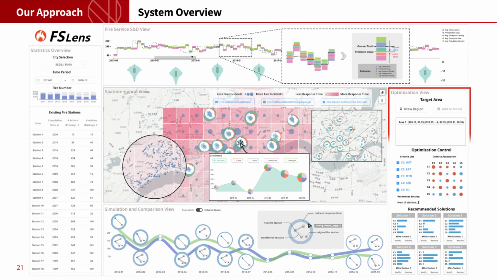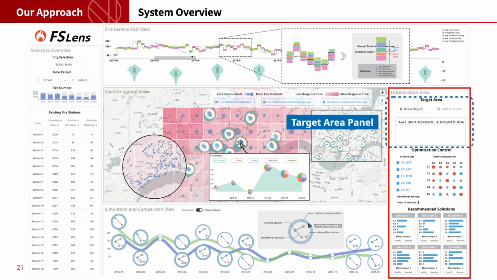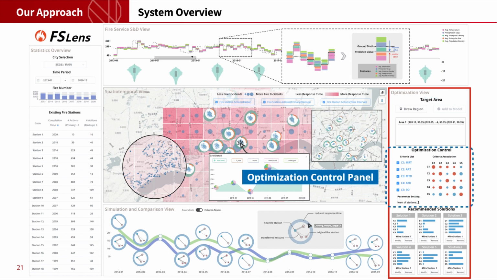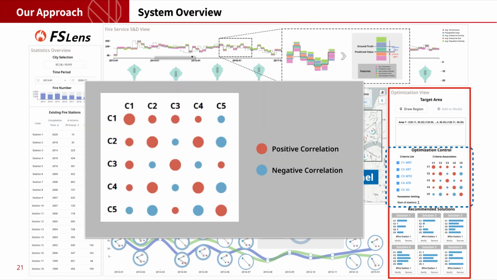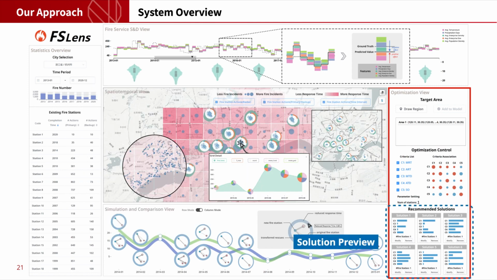Our system then provides a series of interactive functions that can help users generate multiple optimization solutions. The target area panel supports selecting a specific area on the map and adding it to the optimization module. Then, by setting criteria and parameters on the control panel, the system activates the module to generate solutions. The results provide correlations between different criteria displayed in a matrix plot. For the candidate solutions, we use boxes in the preview window to display them.